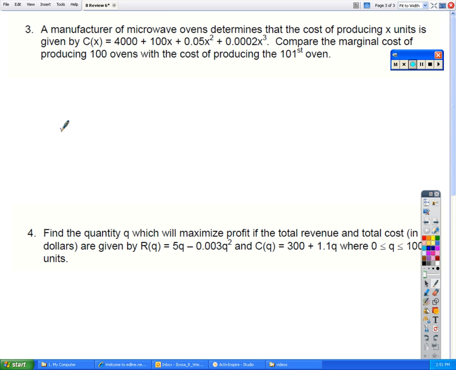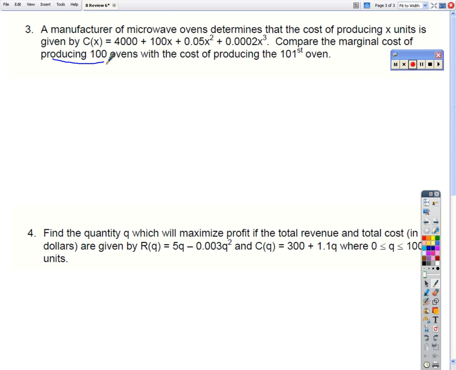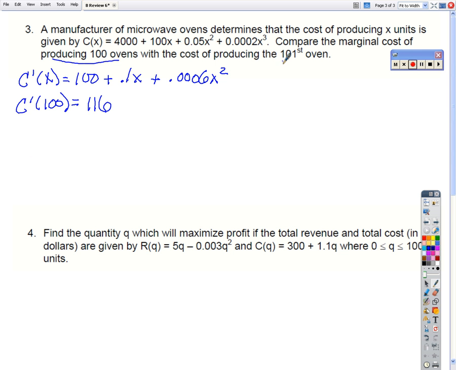Okay, so for number 3, there's 2 parts. First, we have to find the marginal cost of 100 ovens. So first we need C prime of x. So I took the derivative of the cost function. Now we're going to plug in 100. We get 116.